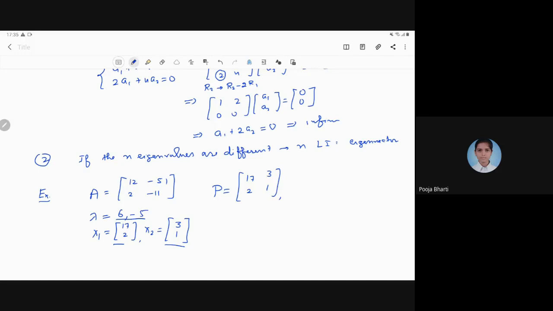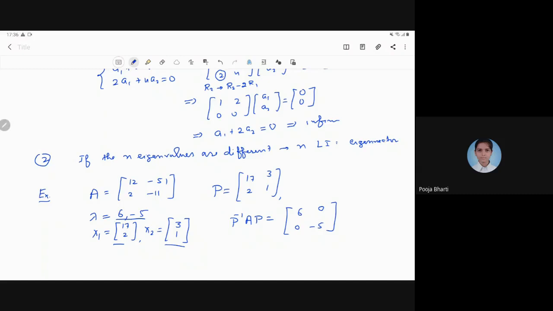So if you take this P and compute P inverse AP, what will you get? If you consider P constructed by the eigenvectors of A, then what do you get for P inverse AP? The diagonal matrix, where the diagonal entries would be exactly 6 and minus 5. You can verify it yourself.